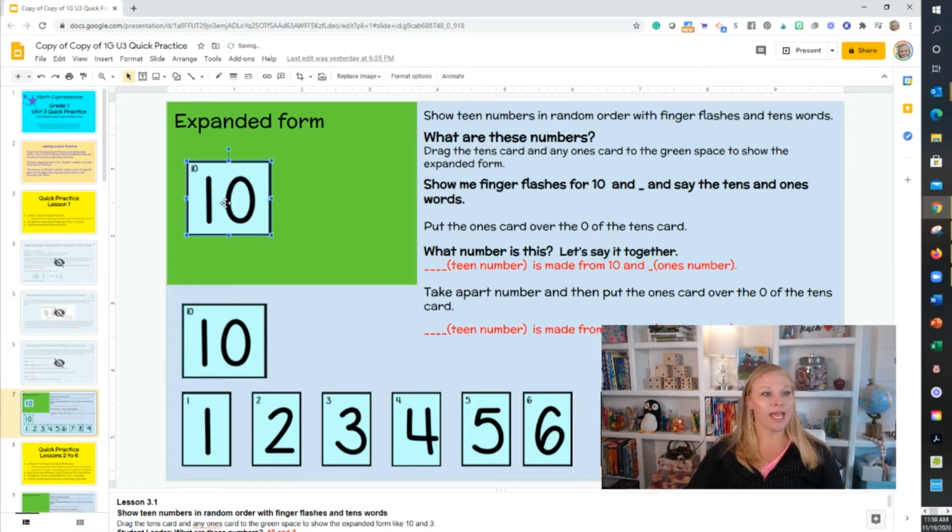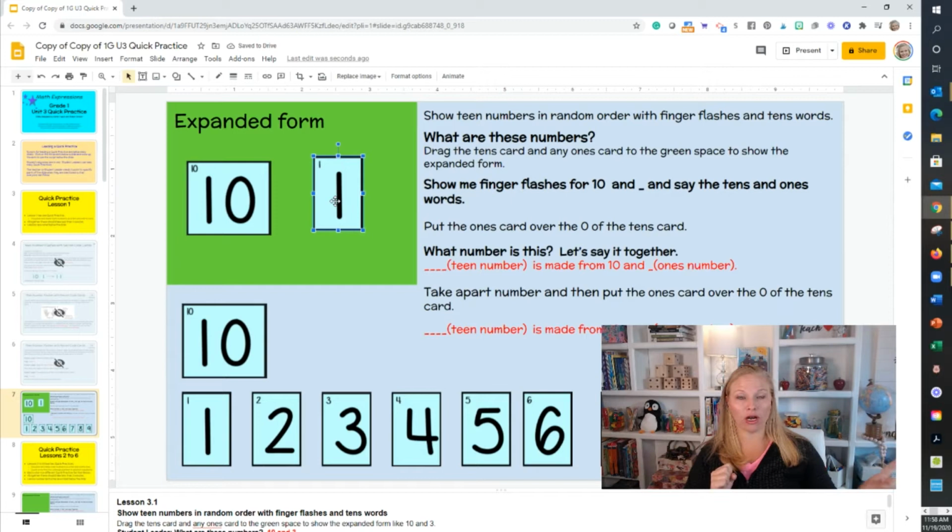So we would say, 10 and 1 make, and the class would say 11. And they can say the whole thing with you. 10 and 1 is 11. 11 is 10 and 1. You can even have them finger flash as they build the cards. So as a student leader or as you pull the cards together and apart, the rest of the class should be doing their finger flashes. 10 and 1 is 11. 11 is 10 and 1.